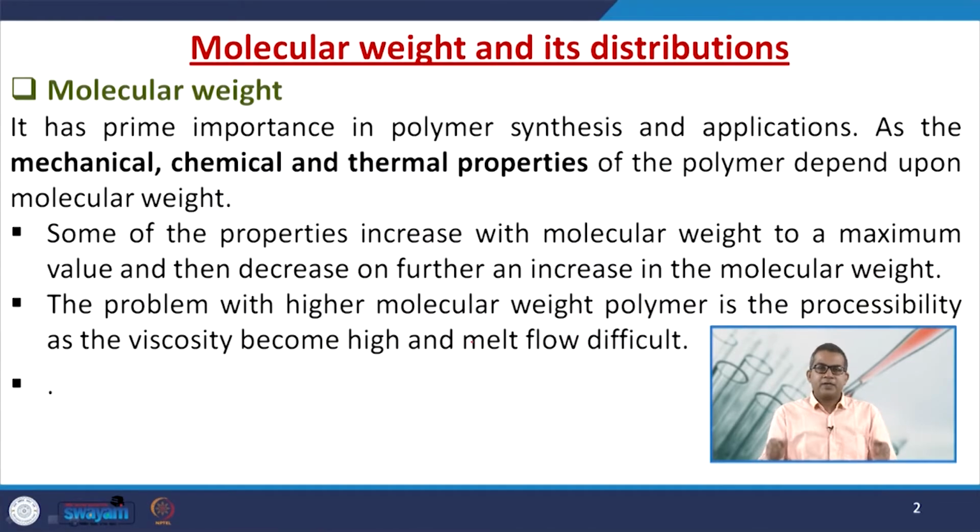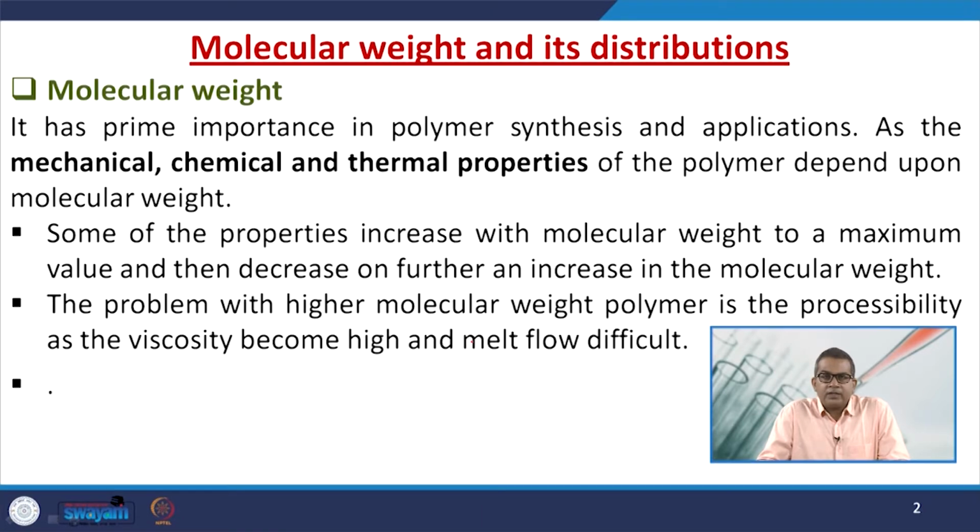Welcome to the molecular weight and its distribution under the head of polymer reaction engineering. In the previous lecture, we started with the things related to molecular weight, and we discussed the importance of molecular weight, as per this particular slide: molecular weight plays a very vital role in deciding the mechanical, chemical and thermal properties of the polymer. Moreover, a change in molecular weight also affects the processability of the polymeric system.